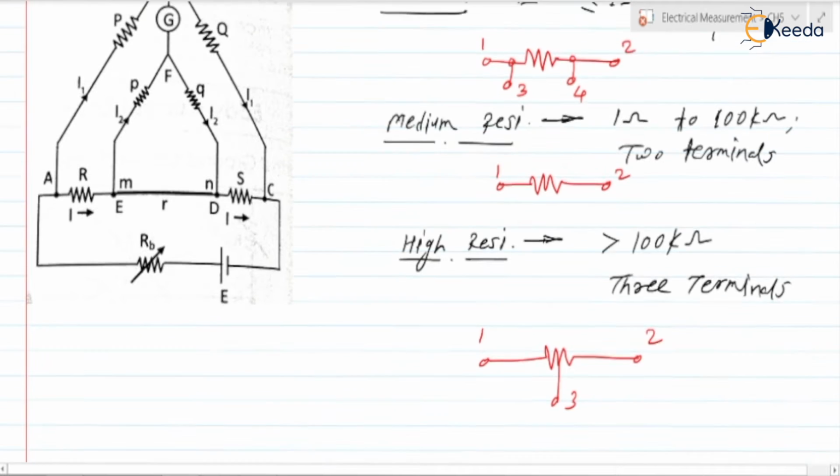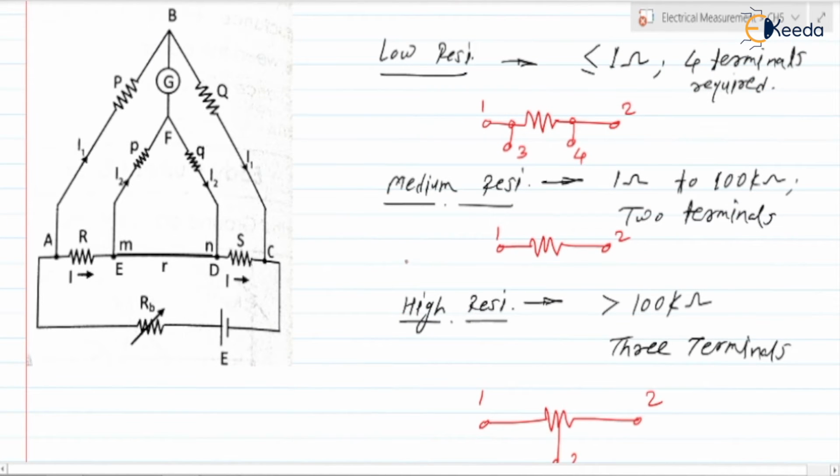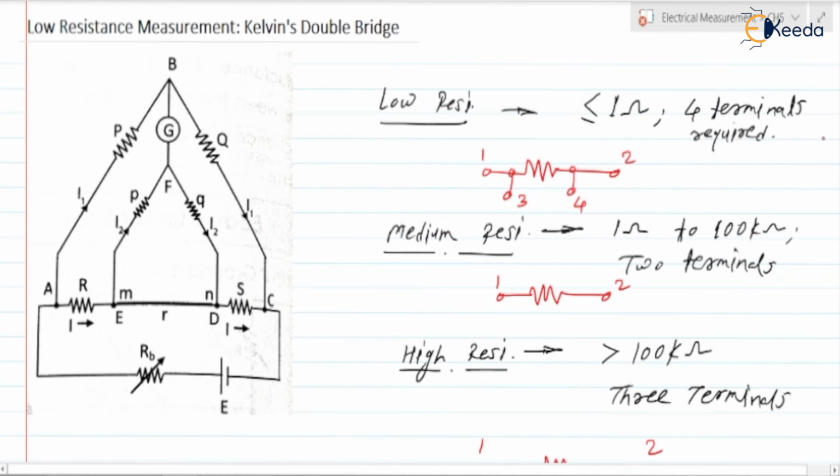Which methods are used for low resistance measurement? For low resistance, we have the potentiometer method and the Kelvin double bridge method. For medium resistance, we have the voltmeter ammeter method, the Wheatstone bridge, the substitution method, etc.; we can also use the ohm meter. For the measurement of high resistance, we have the megger and loss of charge method. These are some of the basics of the resistors.